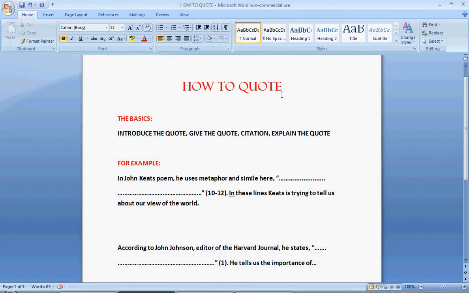How to quote. Here we are at the top. The basics here is kind of like a math formula, and this is how you're going to do all your quotes, whether it's from your poem or from an outside source. First you're going to introduce the quote, then give the quote, then give the citation, then explain the quote. No matter what quote you're doing, you're going to follow this basic pattern: introduce the quote, give the quote, give the citation, and explain the quote.